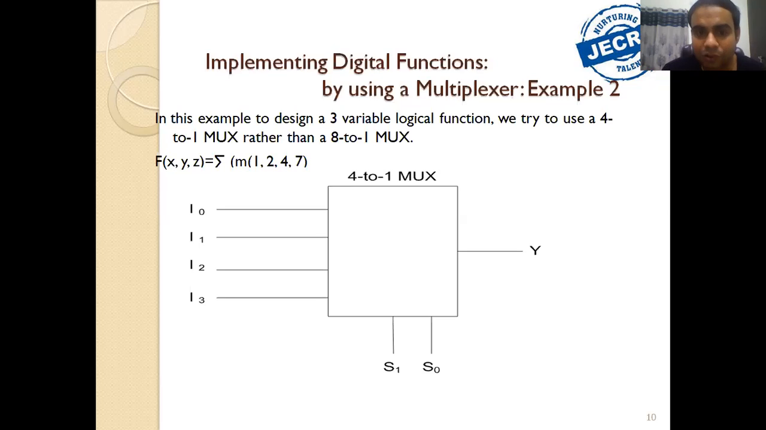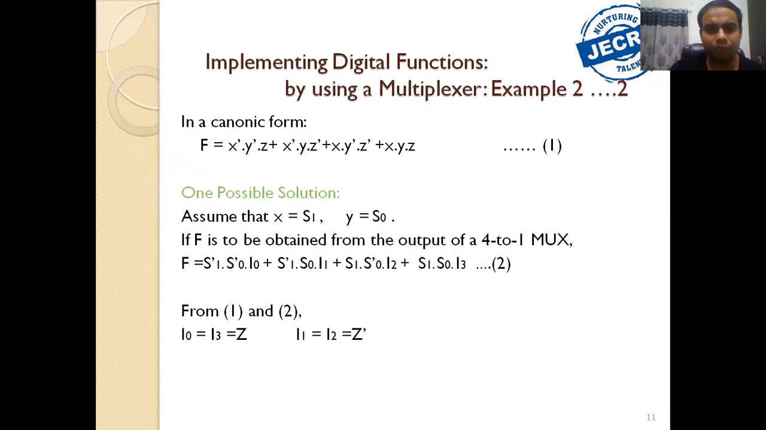It makes the combination 2 to the power 3, which means 0 to 7: 0, 0, 0, 0, 0, 1, 0, 1, 0, 0, 1, 1, 1, 0, 0, 1, 0, 1, 1, 1, 0, 1, 1, 1. Okay. And we will implement it using a 4:1 multiplexer rather than an 8:1 multiplexer. Okay, how will we do it?